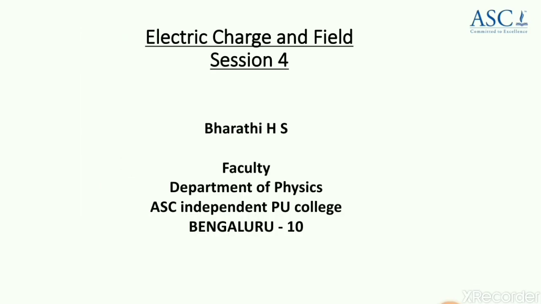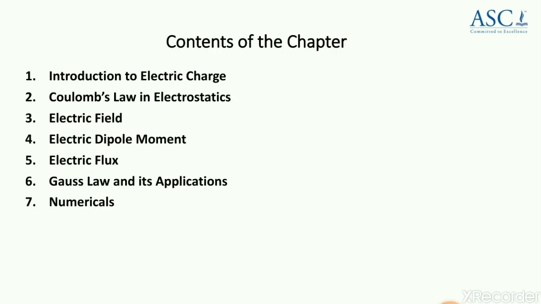Hello students, welcome to the fourth session of the chapter Electric Charge and Field. Contents of the chapter: Introduction to electric charge that we have discussed in the first session, and then in the second session I have discussed Coulomb's law in electrostatics, and in the previous session I have discussed electric field.